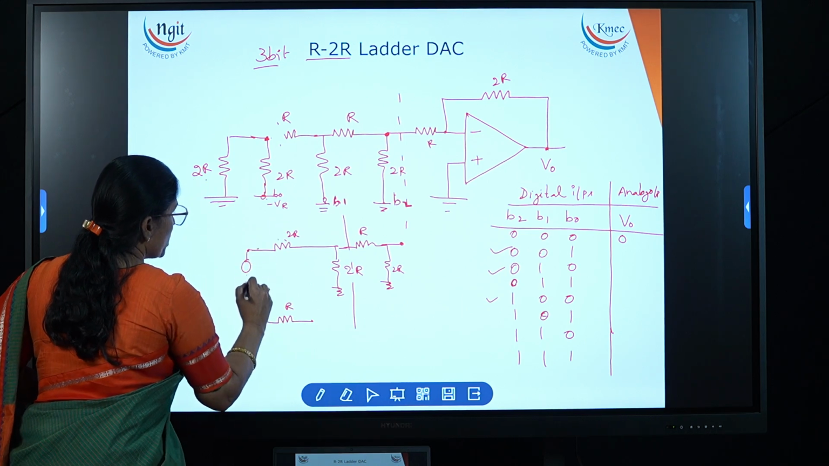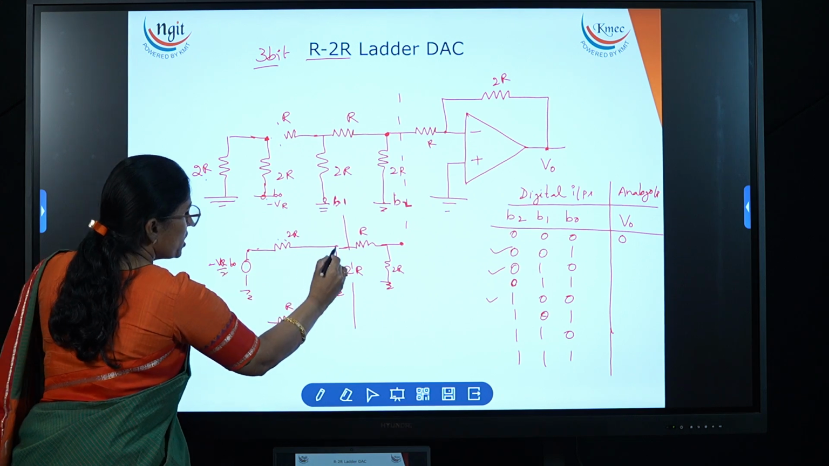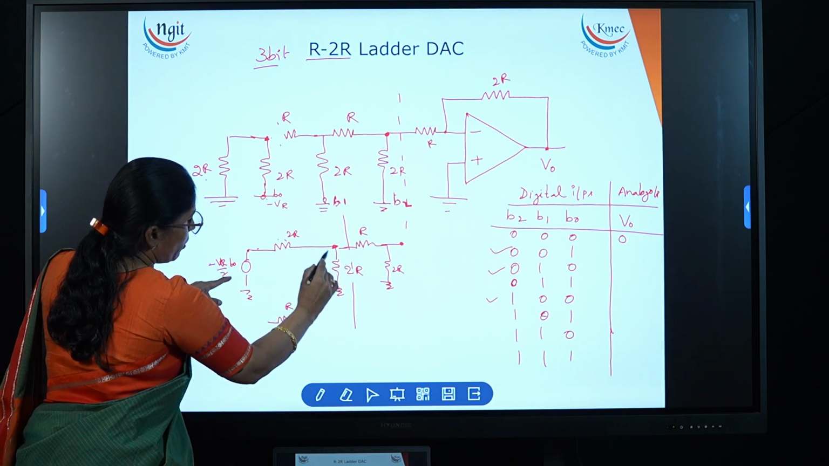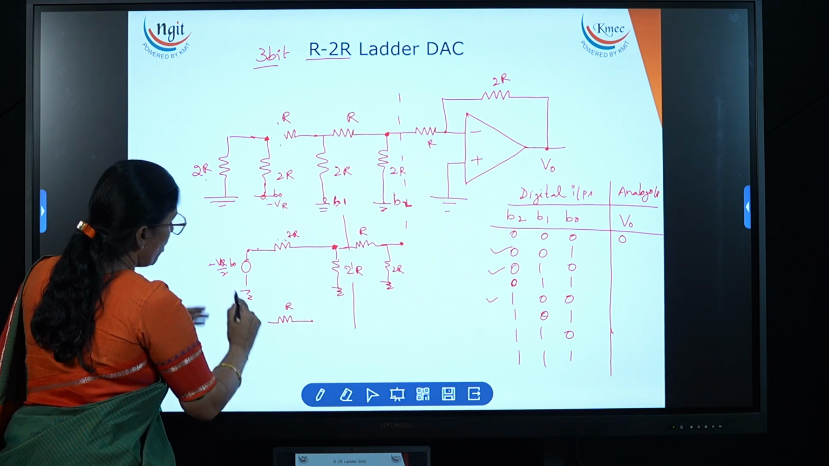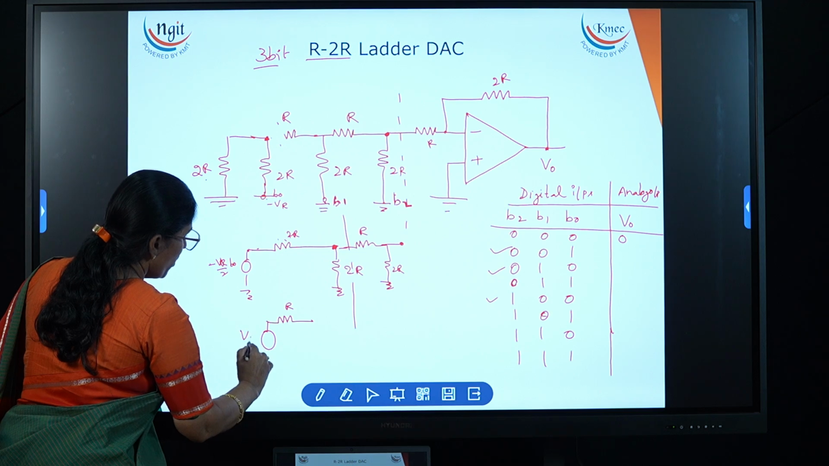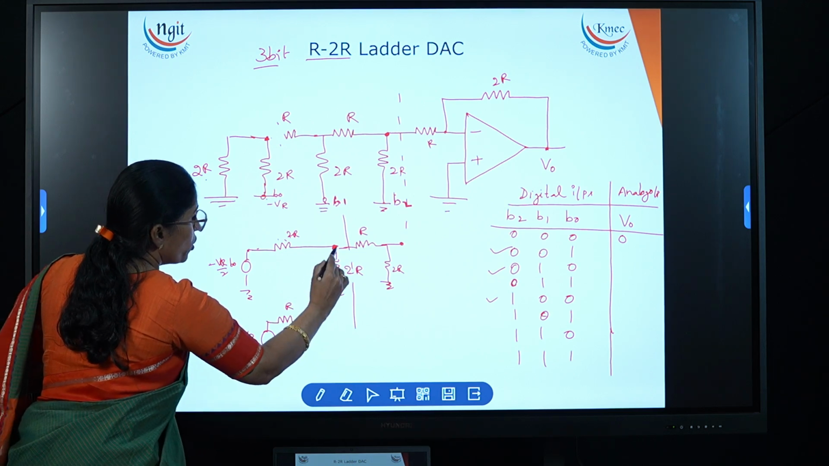Now what is the voltage here? Minus VR divided by 2, B naught. Now again, what is the voltage over here? Again apply the voltage divider method. Here it is 2R, it is 2R. Then how much voltage will you get? Half of this voltage, nothing but VR divided by 4 into B naught. This is the voltage we are going to get at this point.